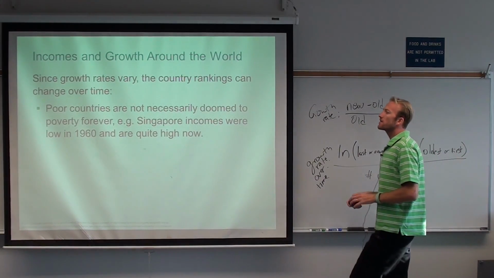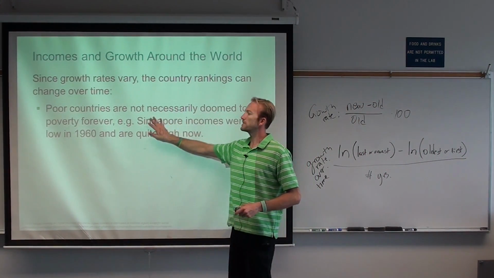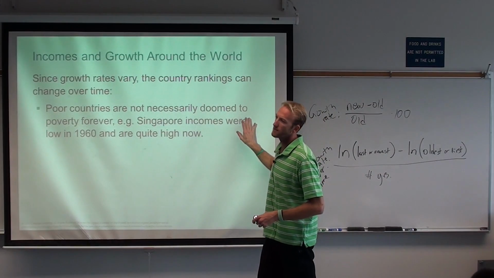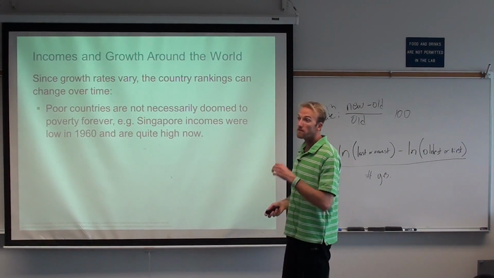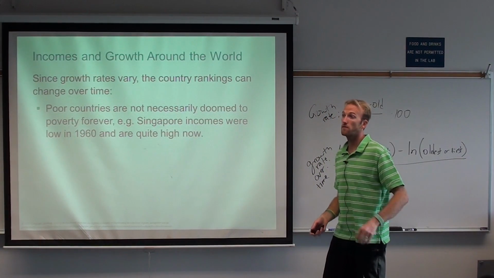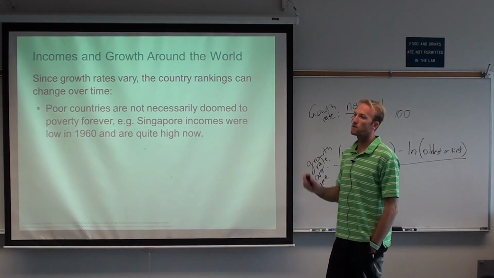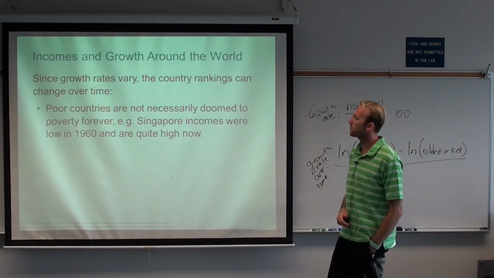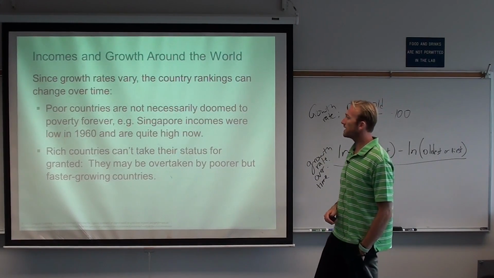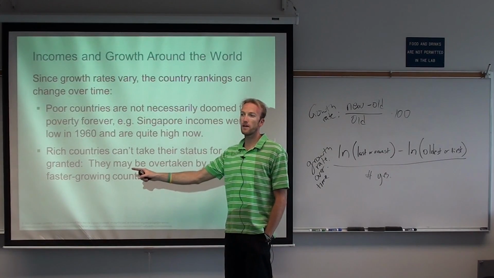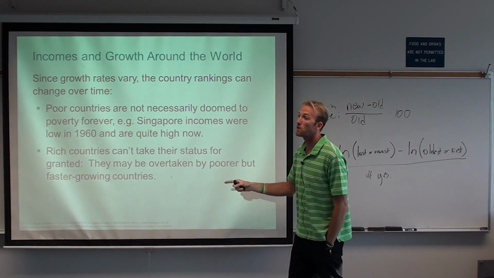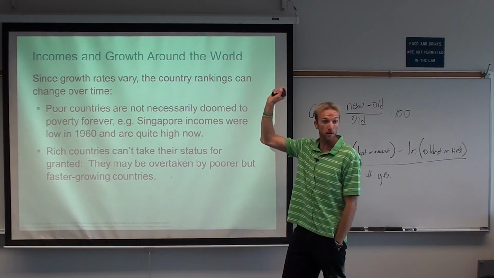And so there's a couple of Asian countries that are known as Asian growth miracles or Asian tigers. South Korea is one of them, actually. South Korea was also a very poor country, and now it's one of the wealthiest countries, just like Singapore is. And so this is interesting, right? Rich countries can't take their status for granted because soon they could be overtaken by these high growth miracles, right?